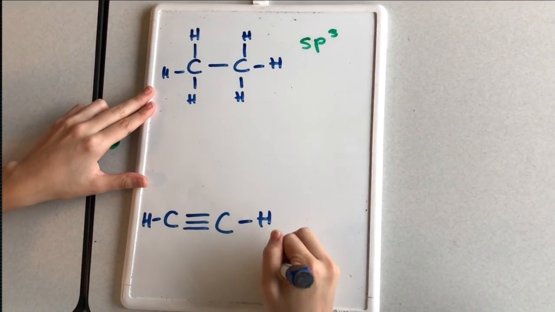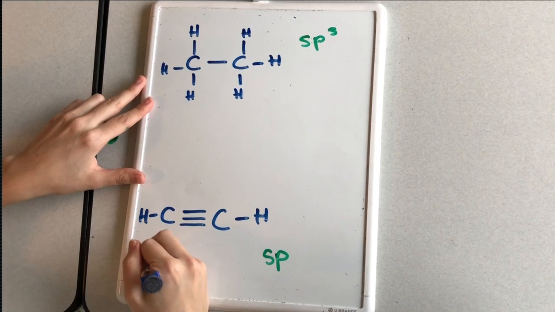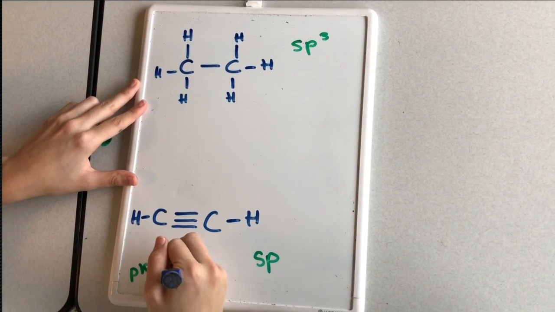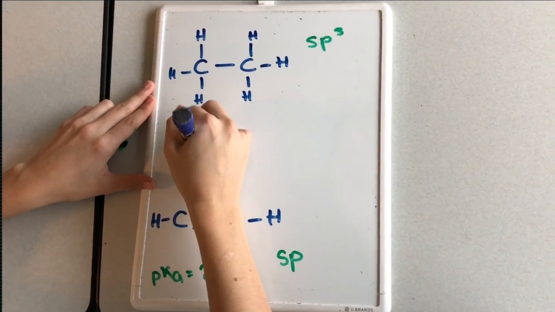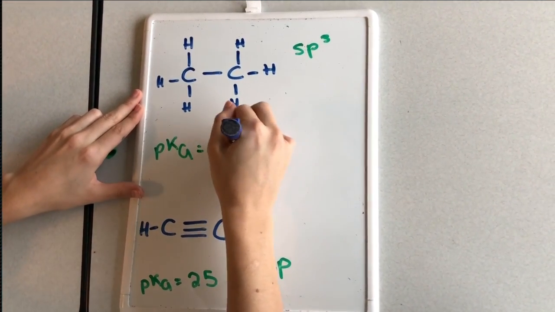This is observed because having more s character means having lone pairs in low energy orbitals, making it harder for lone pairs to leave and therefore making sp hybridized conjugate bases less reactive and more stable.